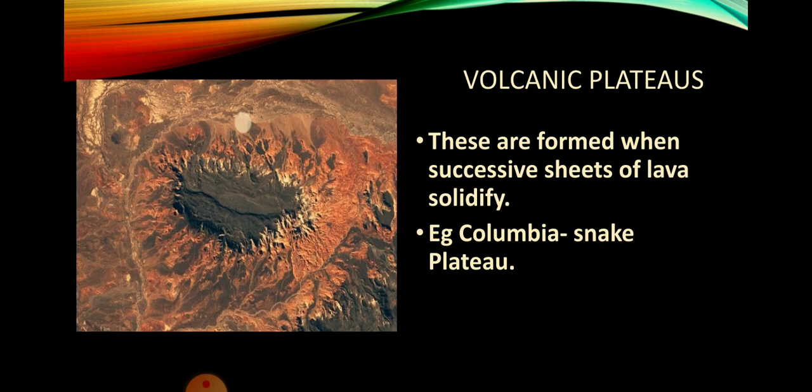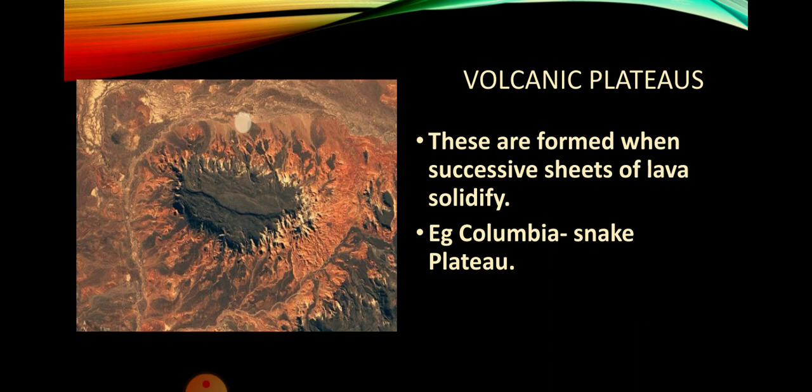Now, the next one is a volcanic plateau. Volcanic plateaus are formed when successive sheets of lava solidify. After a volcanic eruption, when the lava solidifies, volcanic plateaus are formed. An example is the Columbia Snake Plateau, which is a volcanic plateau. You can see the image here.